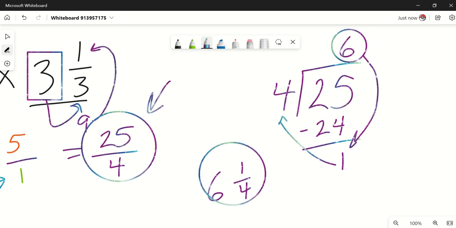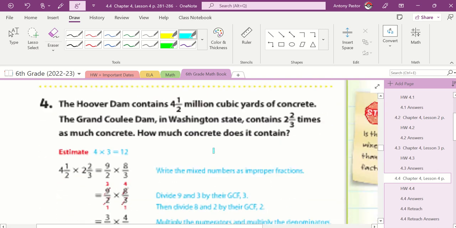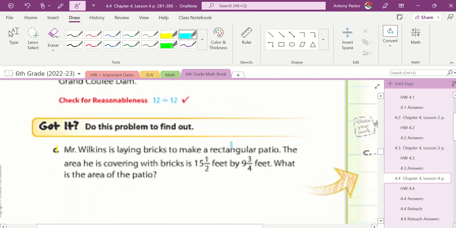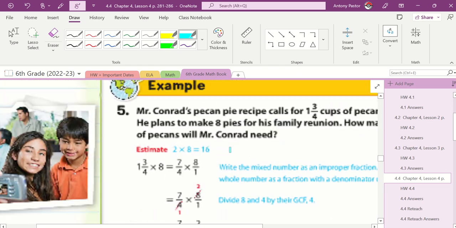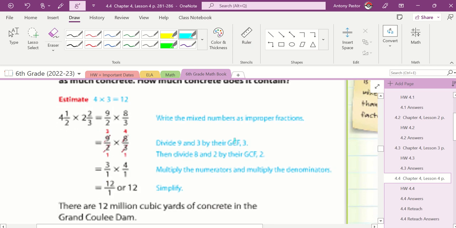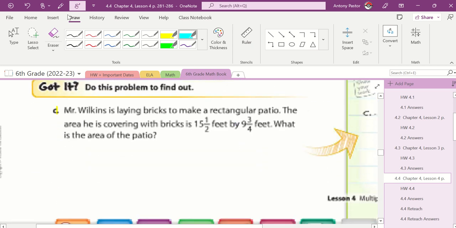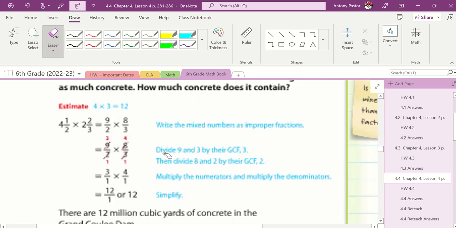And we're going to check our answer here. It is 6 and 1/4 once we simplified it. Let's see. We have a few more examples, but this is pretty much the lesson. Let's do word problem examples because I like those. We'll do these next two, and we'll call it a day here.